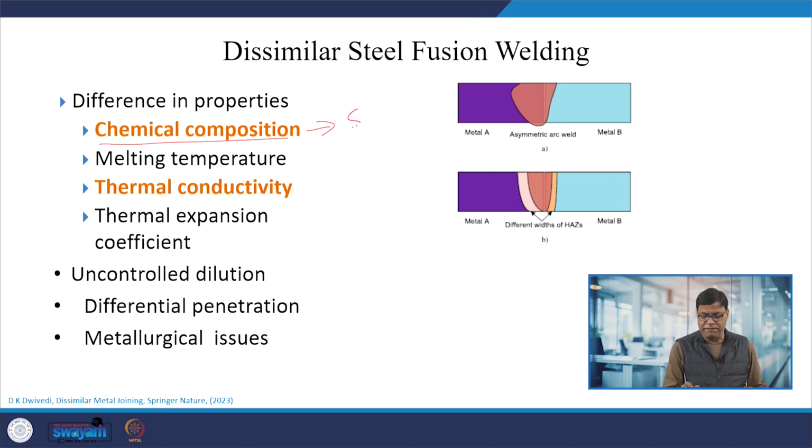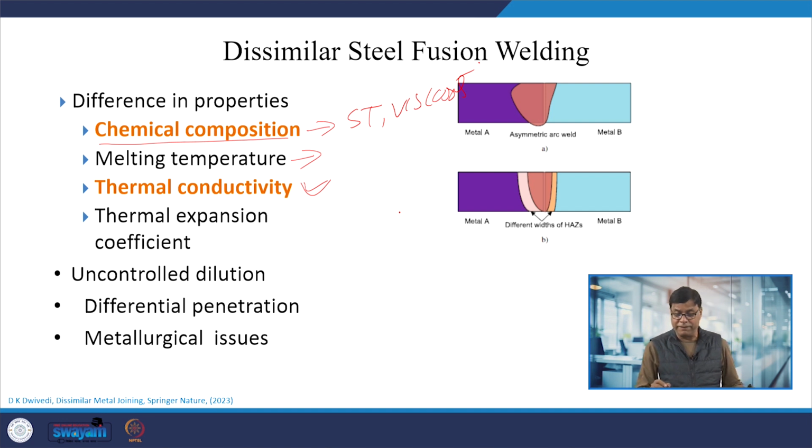Chemical properties affect the surface tension and viscosity of the molten metal. Melting temperature also differs, because differences in composition affect the melting temperature, and there is a difference in thermal conductivity. So, differences in composition and thermal conductivity especially affect the weld bead geometry, the weld cross section.